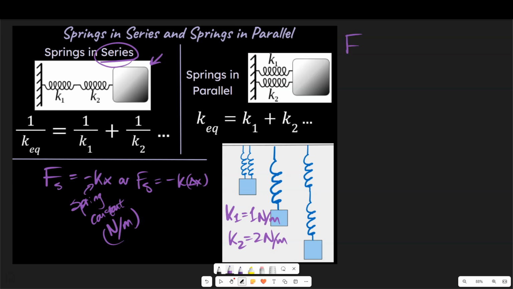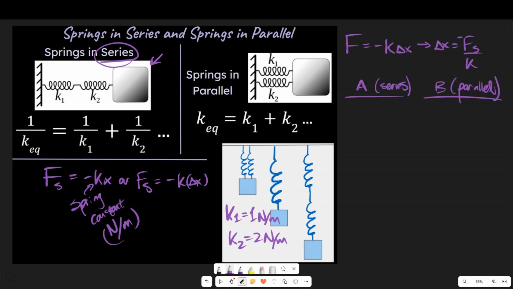So we could start with this right here, which is Hooke's law. And so minus k delta x, and we're going to solve for delta x. So we're going to say delta x is going to be equal to the restoring force divided by k, and we have to keep our negative sign in there. That's because the force is going to be in the opposite direction of the displacement. So we're going to say, all right, well, what if we have two scenarios? Scenario A and scenario B, and we'll say scenario A is in series and scenario B is in parallel, and just see what happens with these numbers.